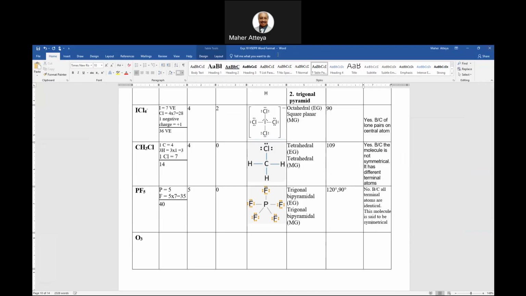Now, if I change this one here, suppose I put chlorine. Is it polar or non-polar? Yes, now it's polar. Why? Because not all the terminal atoms are identical. This is non-symmetrical. Now with the chlorine, I'm taking this fluorine out and replacing it with chlorine. So this is now called polar. Why? Because the molecule is not symmetrical.